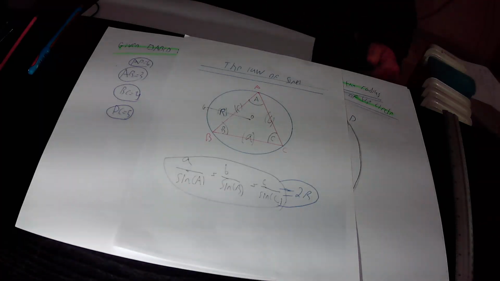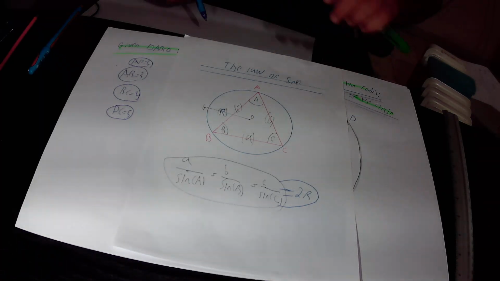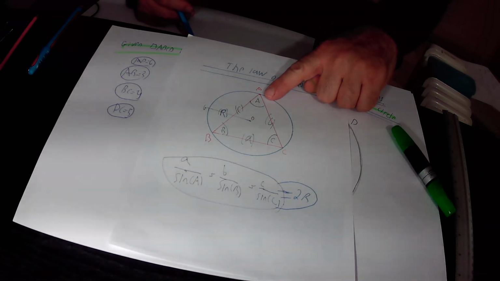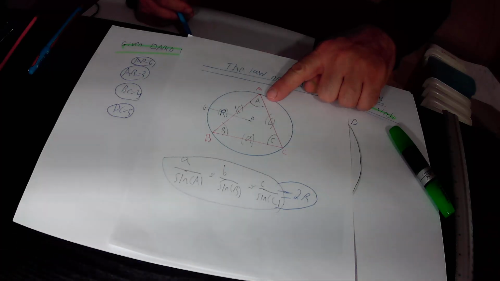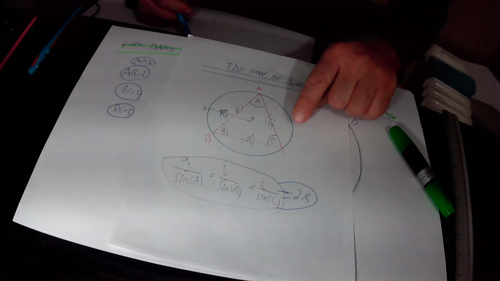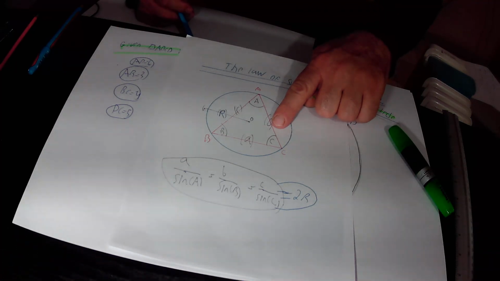The law of sines is shown in a triangle. This is a triangle ABC. This is angle BAC, equal to capital A degrees in size. This is angle ABC, equal to capital B degrees in size. And finally, this is angle ACB, equal to capital C degrees in size.